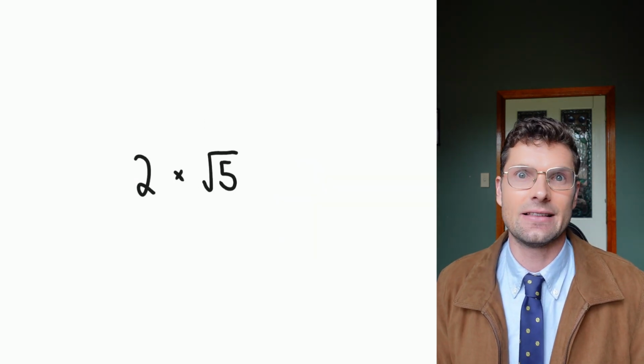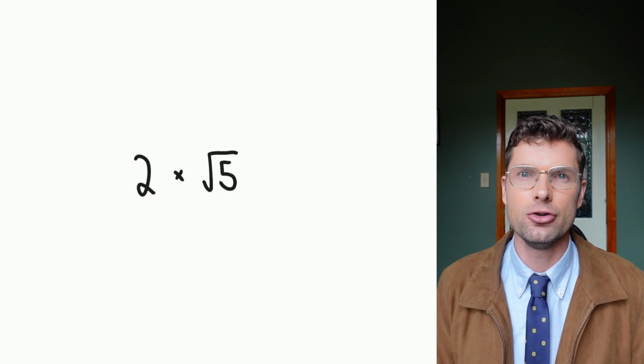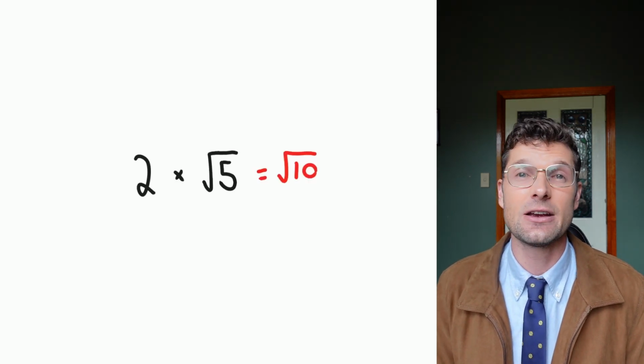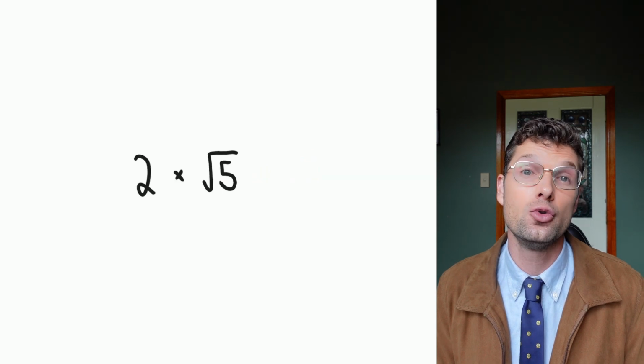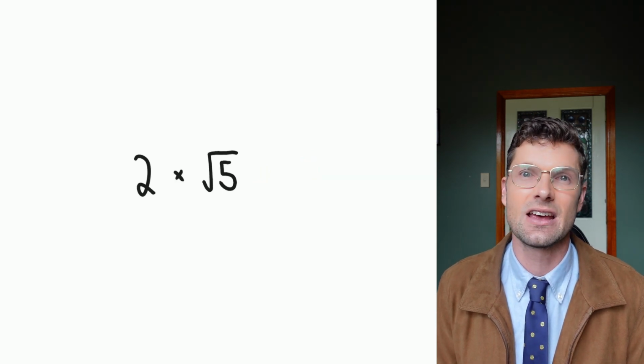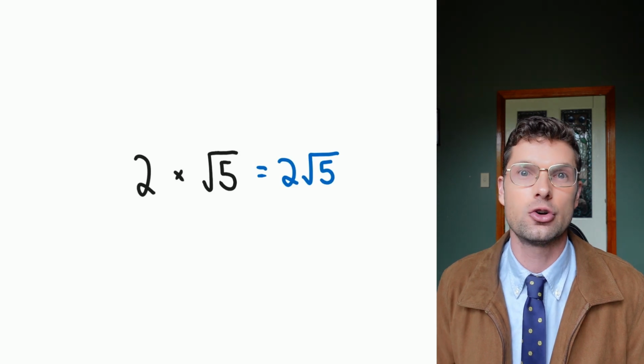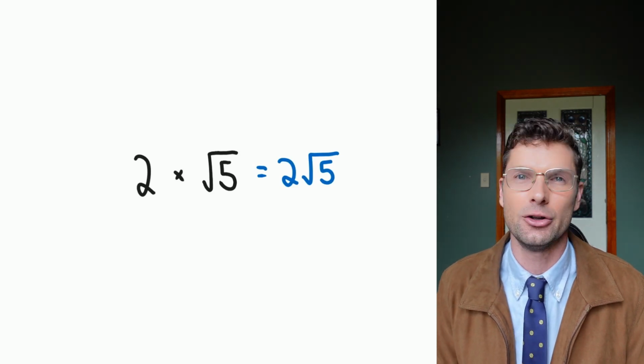You might see examples like this where we've got a whole number multiplied by a root, and some students just go, boom, root 10, easy days. But we have to make sure that this rule only applies to two numbers that are both under square roots. For this example, the answer is just 2 times root 5, or 2 root 5, not writing in that multiplication sign.